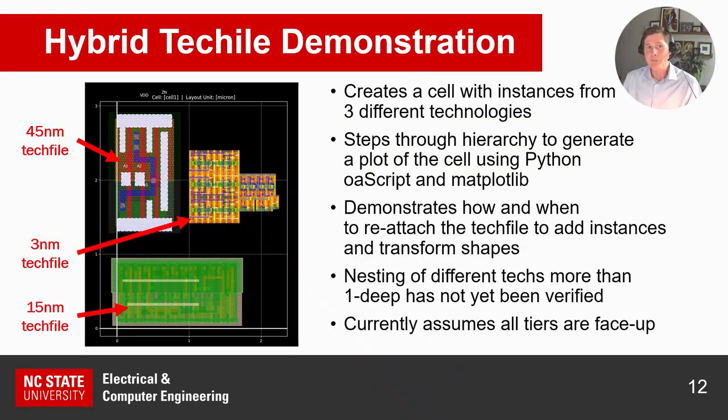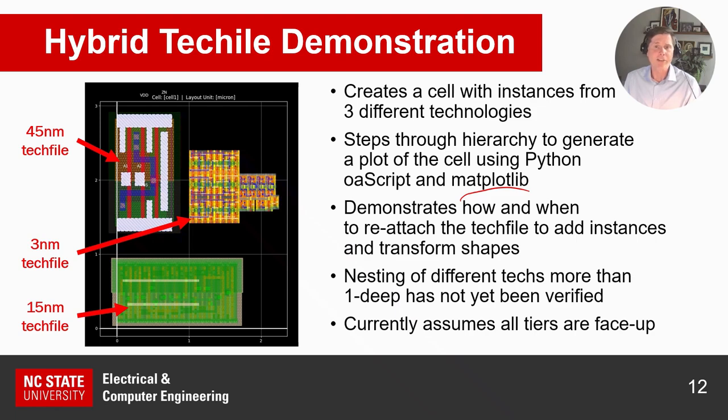What we do have is some very nice example code from ZU that demonstrates this process. What he's given us is some Python OA script to create a cell that contains instances from libraries in 45 nanometer, 15 nanometer, and 3 nanometer technologies. Then he has some code to traverse the hierarchy of each instance, plotting every shape contained within that instance in Matplotlib. So this is nice because it demonstrates how and when you need to reattach the text file to add instances and transform the shapes.